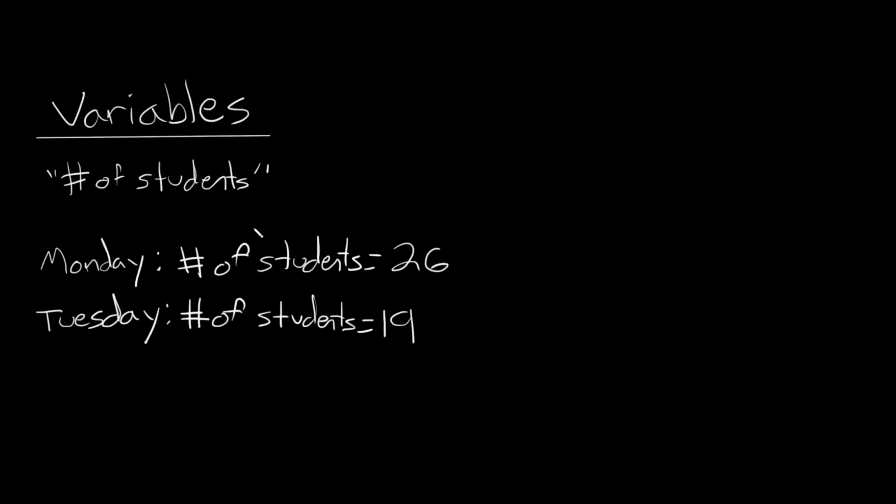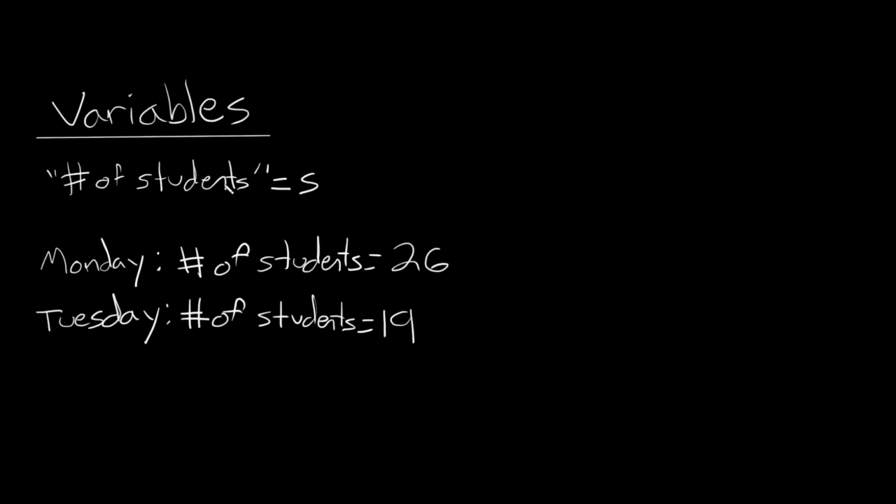And notice how this value will change day to day. And this is what we call a variable, right? And in math, we represent variables, or varying values, really all variables, with a letter. And in this example, we could represent the variable number of students just as S. We could have just said S for this. And we can represent this with any letter.